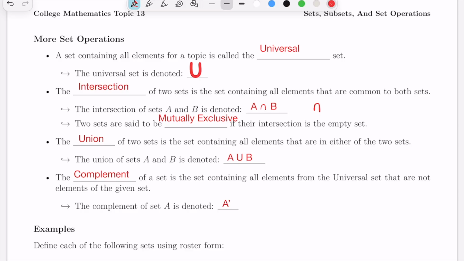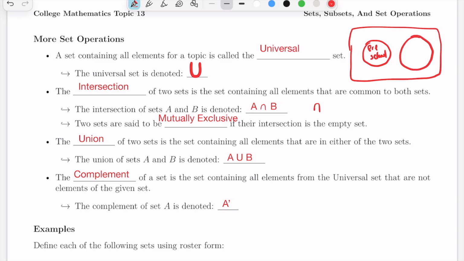Okay. So let's say all of the people that are in nursery school or preschool, maybe these are my preschool people. And then let's also have another set of people who are retired. Notice there is no overlap. There's no one attending preschool who is also retired. There's no overlap. Those sets are mutually exclusive from each other.